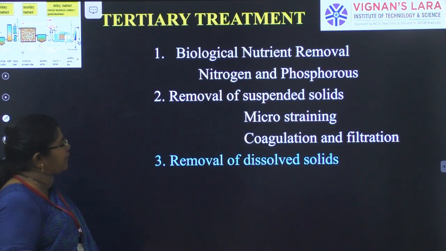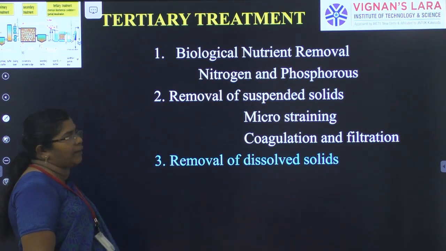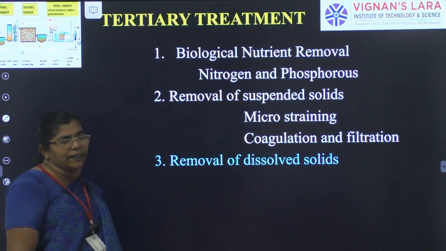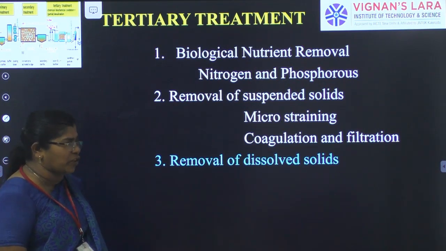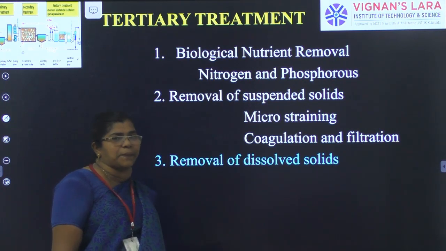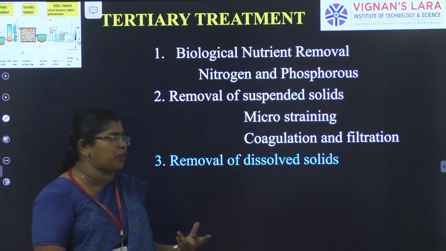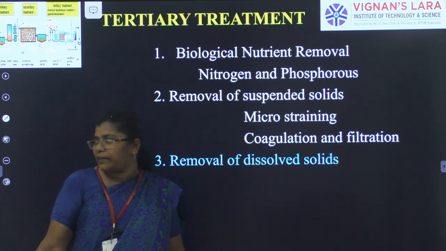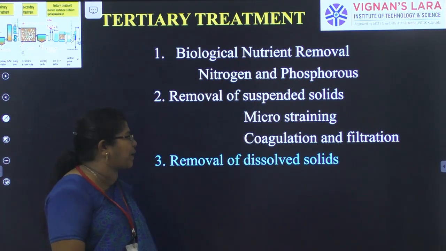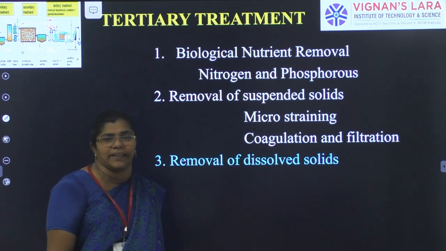So in tertiary treatment, we have seen two methods: biological nutrient removal of nitrogen, that is the nitrification and denitrification process, after which we get nitrogen gas that is let into the air. The next one is phosphorus removal, which is done in the form of precipitation. And then removal of suspended solids is done by microstraining and coagulation and filtration. The removal of dissolved solids we will see in the next class.